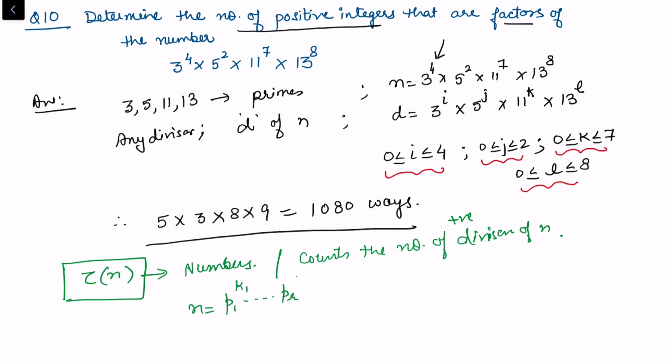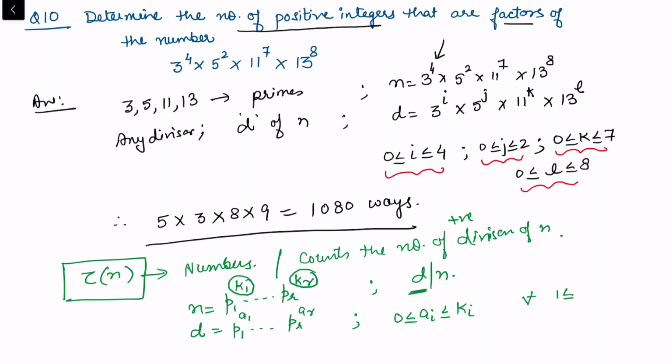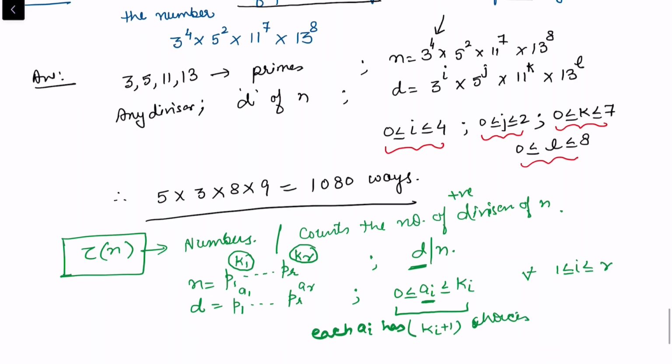up till pr to the power kr, and then we see if d divides n, how many d exist. So we look at the exponents k1 up till kr. Any divisor d of n will also have the form p1 to the power a1 up till pr to the power ar, and of course the ai's cannot exceed the ki's for 1 less than or equal to i less than or equal to r. So we can see from this that each ai has ki plus 1 choices, and this is how we establish the proof for the tau n function, which is used in number theory.